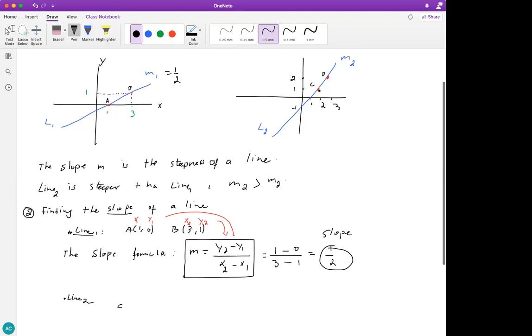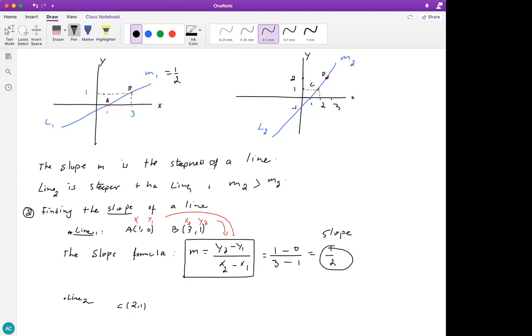The coordinates of C here are, start with the X, always start with the X. This is the X-axis, this is the Y-axis. So that's 2, and the Y is 1. Okay, this is what we call an ordered pair for a point. 2 coordinates, the X and the Y. Again, we discussed this in detail in the previous lecture.